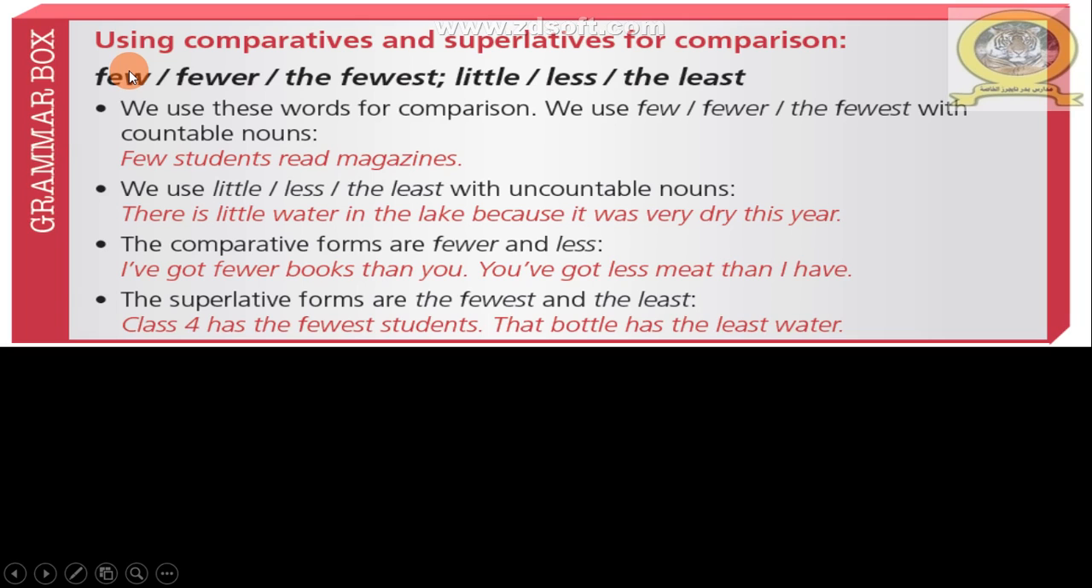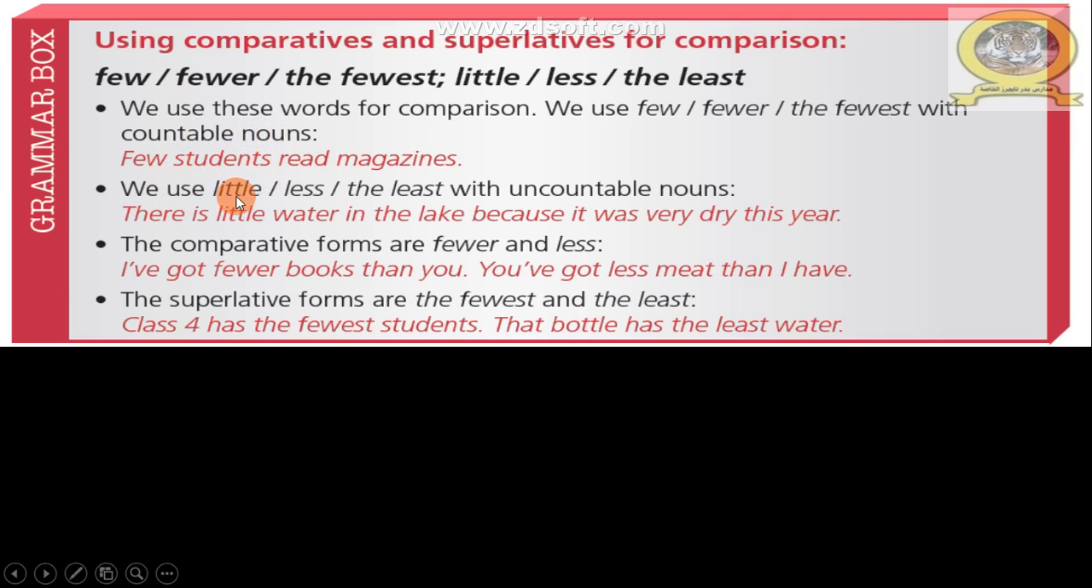I'm using few, fewer, and the fewest with countable nouns, something that I can count. For example, few students read magazines. Few students means not too many students, not many students. Few students read magazines. Here I used few because students is a countable noun.